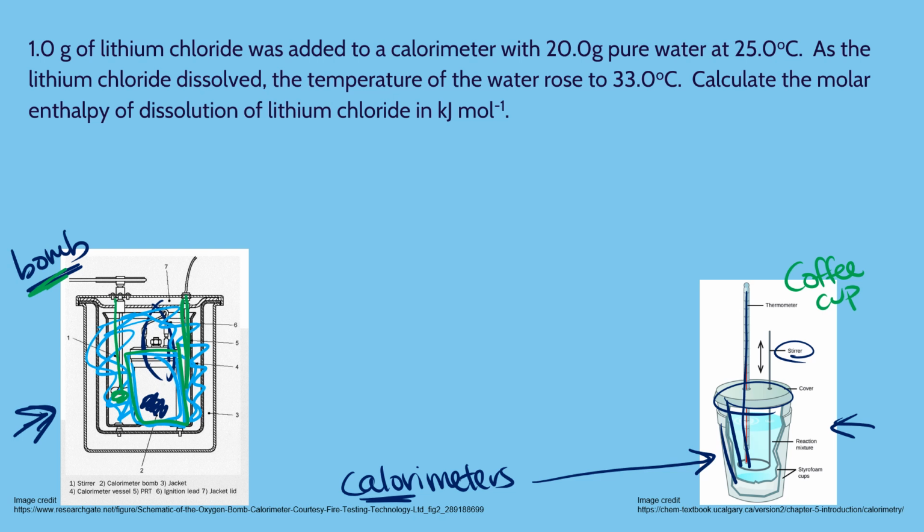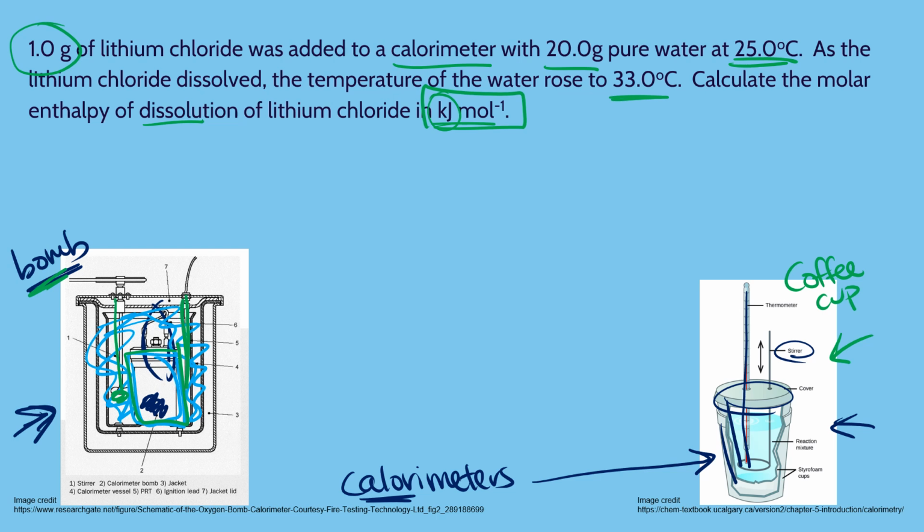Let's do a problem. Let's say that we added 1 gram of lithium chloride to a calorimeter. In our lab, it's going to look more like this. And in that calorimeter, we have 20 grams of pure water, and that water is starting at 25 degrees Celsius. As the lithium chloride dissolved, the temperature of the water rose to 33 degrees Celsius. We're going to try to figure out the molar enthalpy of dissolution of lithium chloride. We're going to do it in kilojoules per mole. We're going to start by figuring out the kilojoules of this, not a chemical change, but a physical change. As the lithium chloride dissolved, energy was released into the water.